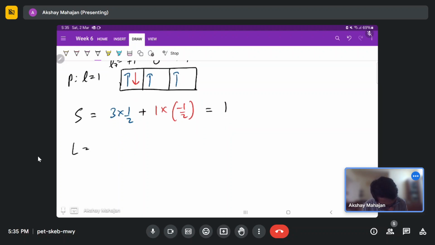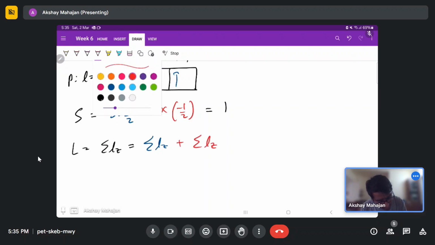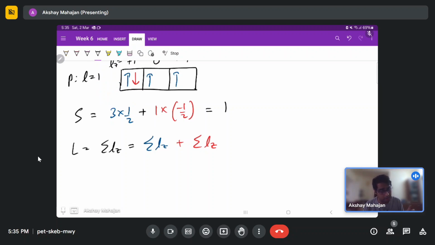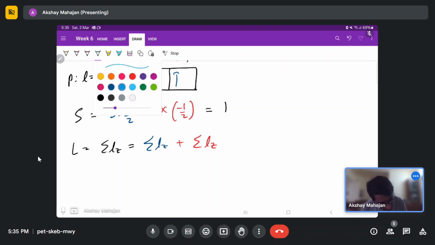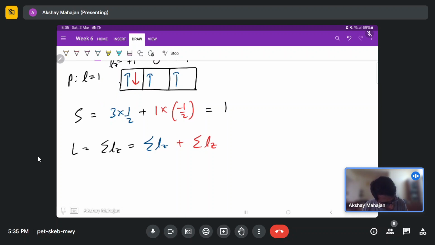The capital L value will be the summation over Lz. We will have contributions from the spin up ones and the spin down ones. The spin up ones are completely filled, we have filled all the possible spin up electrons, so that will give us 0. The spin down is just put in plus 1, only one spin down electron is there, so the capital L value will be equal to 1.